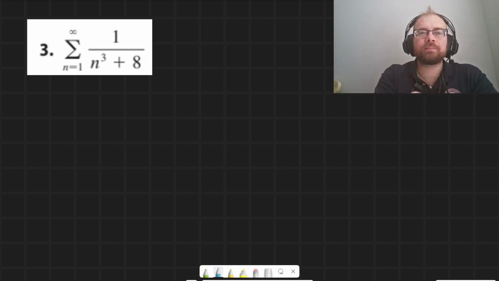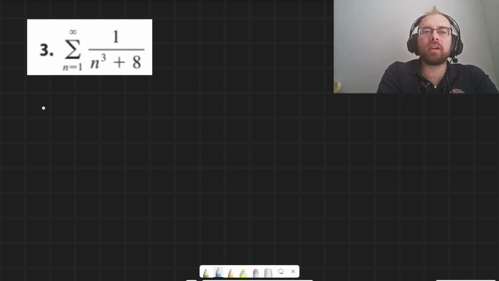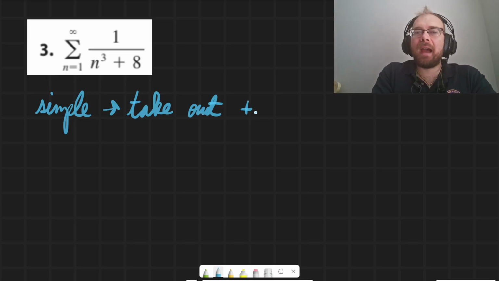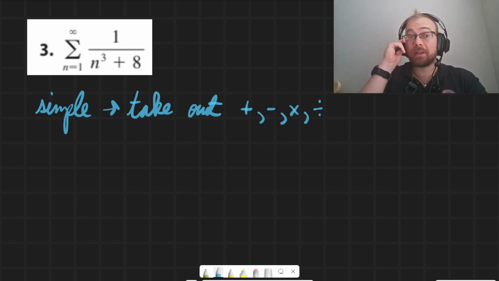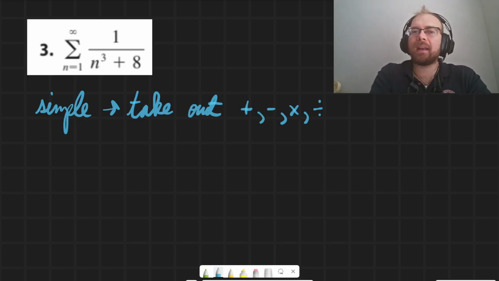Let's start with creating a different series. When you're creating a simpler series, the simplest thing to do, and you can't always get away with doing it this way, is basically you take out anything that's being added, subtracted, multiplied, or divided. If you take out anything that's being added, subtracted, multiplied, or divided, you've basically got yourself a simpler series. Think like the parent function of a polynomial, or of any function really. That's what you're doing: taking out anything that's being added, subtracted, multiplied, or divided.